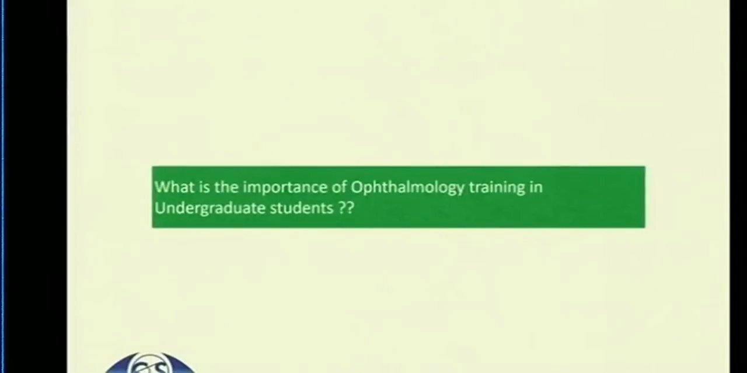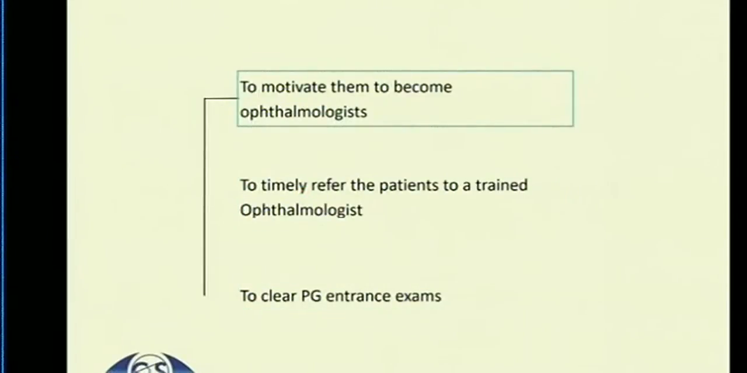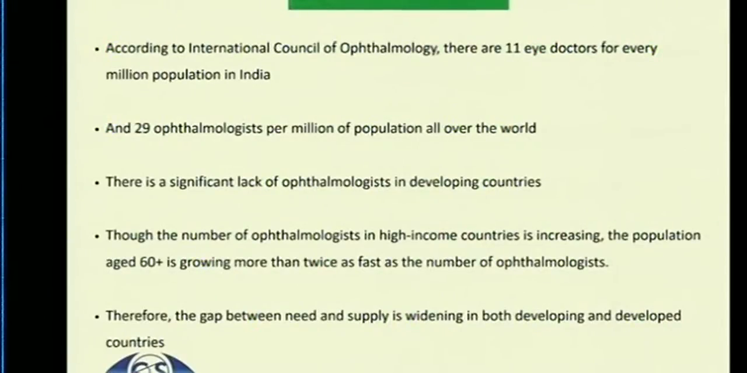So why is it important that ophthalmology training should be of a particular level for undergraduates? What we feel is that the first thing is that it should motivate them to know what ophthalmology is. Till they see what ophthalmology is all about, they will not even want to become ophthalmologists. The second most important thing is that they should have the basic knowledge so that they can refer patients to a trained ophthalmologist. And finally, they should be able to work towards getting the PG exam cleared. Maybe as medical officers wherever they are, in primary eye care.